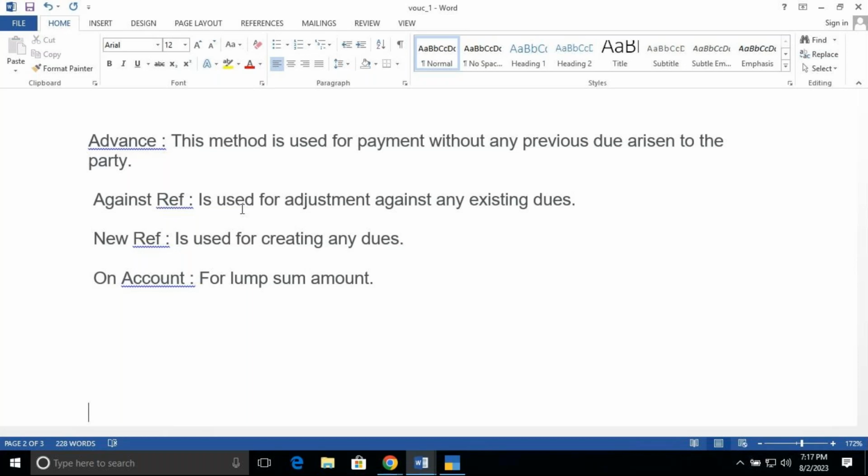So I told you these two, the new reference and against reference, they go in tandem. Then what is this advanced reference? What the sentence says: this method is used for payment without any previous due arisen to the party. Okay. This method is used. You read that once.